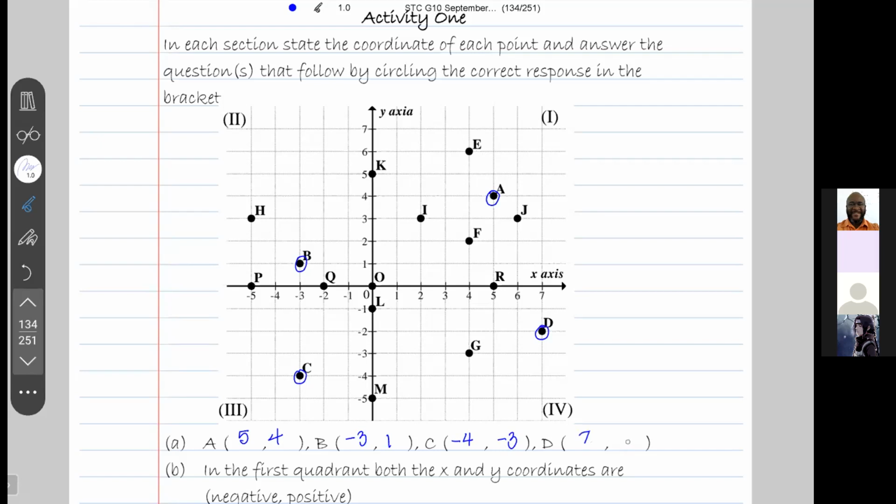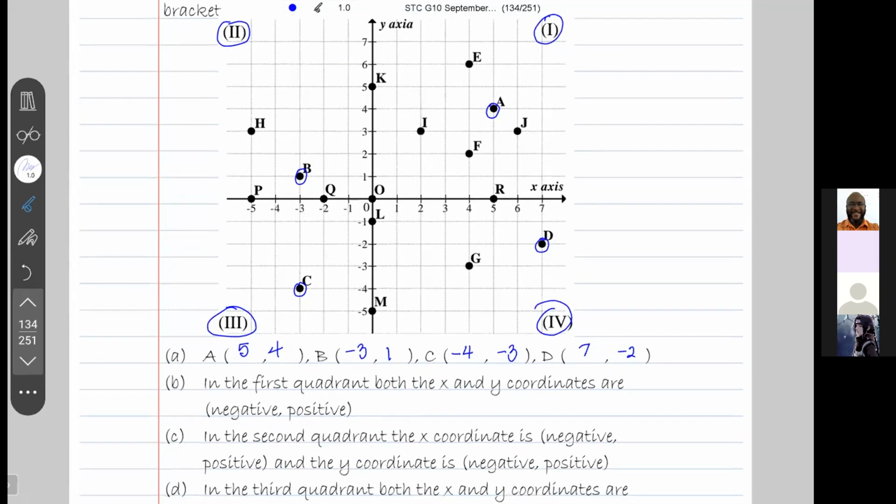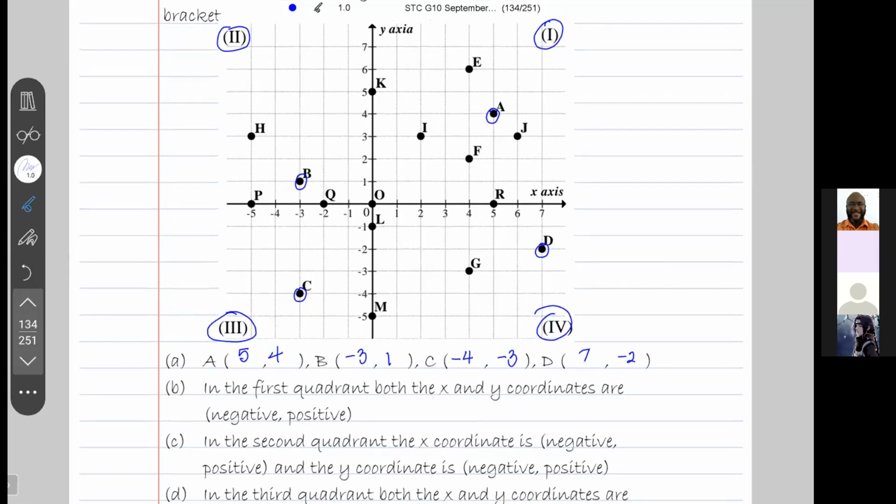Very good. Now, A is in the first quadrant. B is in the second quadrant. C is in the third quadrant. And D is in the fourth quadrant. All right. Now, here's the first question. In the first quadrant, both the X coordinate and the Y coordinate are, Janelle? Very good, Janelle, both are positive.